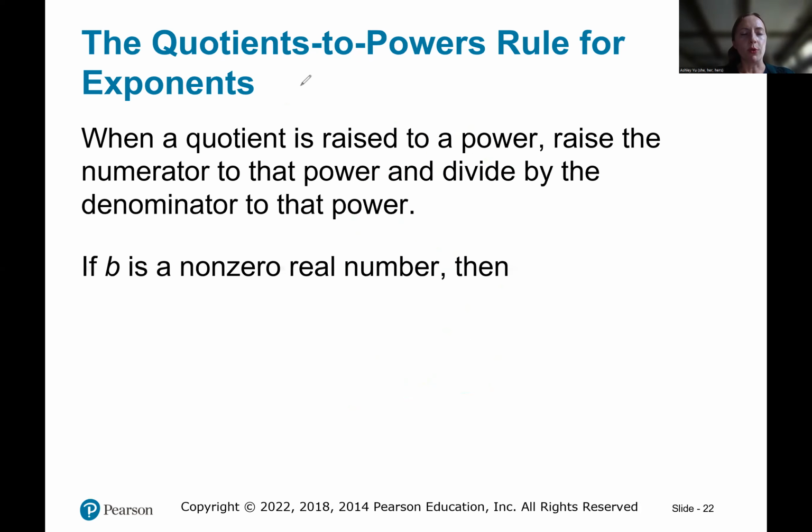All right, so the quotient rule: when a quotient is raised to a power, raise the numerator to that power and divide by the denominator to that power. I think what they're trying to say is that distributing the power worked on multiplication and it also works on division. So remember we said you can't do it with addition, but you can do it with multiplication.